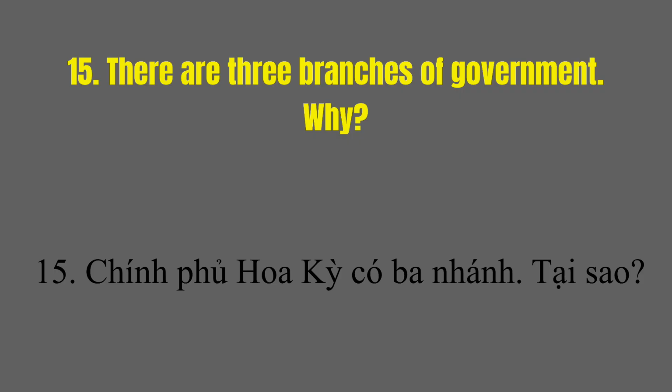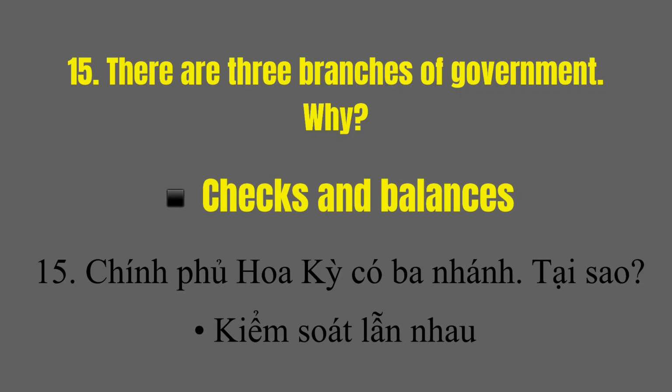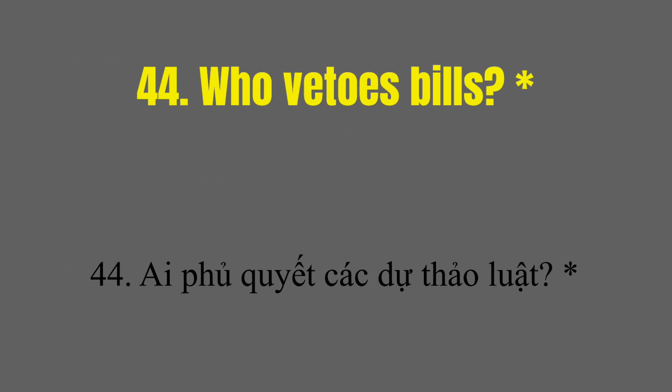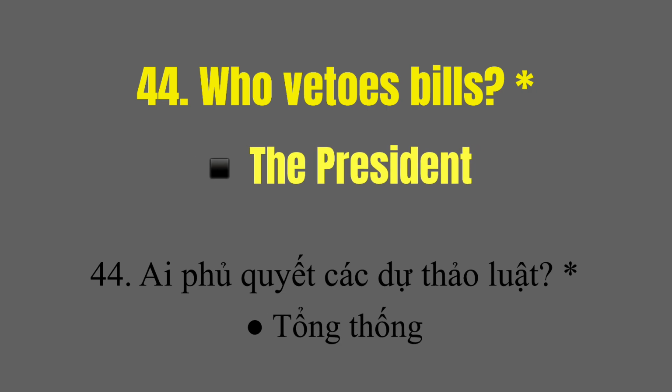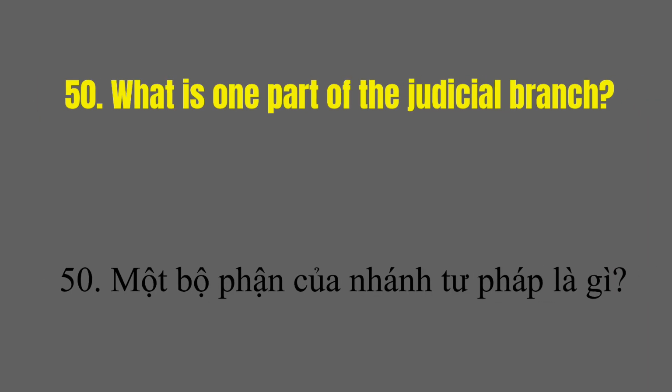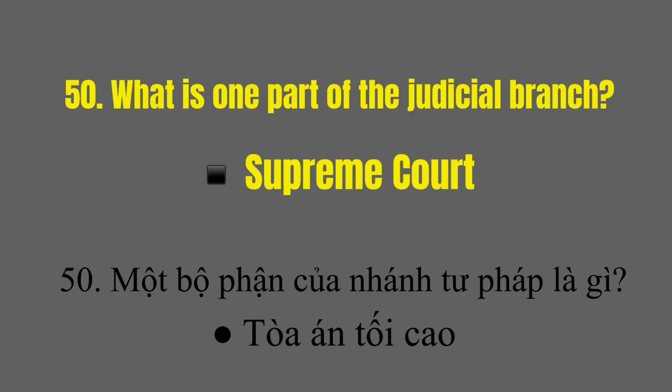There are 3 branches of government. Why? Checks and balances. Who vetoes bills? The President. What is one part of the judicial branch? Supreme Court.